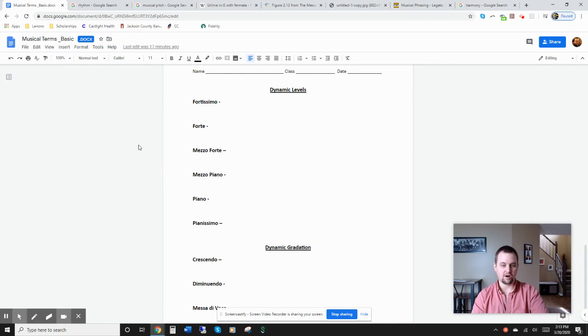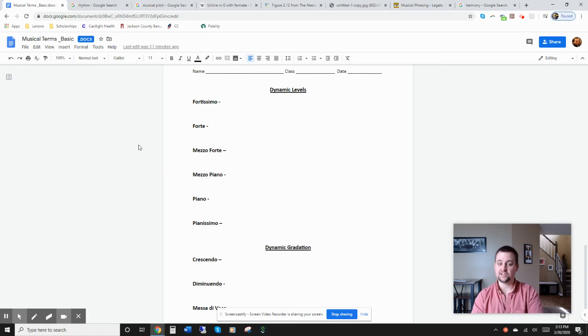The next 2 are in the middle for good reason. Mezzo forte and mezzo piano. So mezzo is the Italian word for middle or medium. Okay, so right there next to those 2, you can write medium. So mezzo forte dash, and then you write medium. Mezzo piano dash, you write medium.